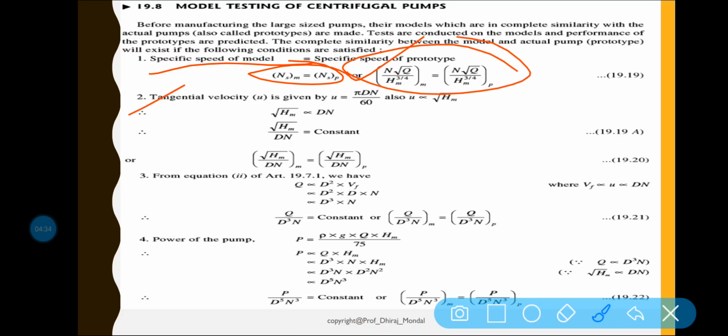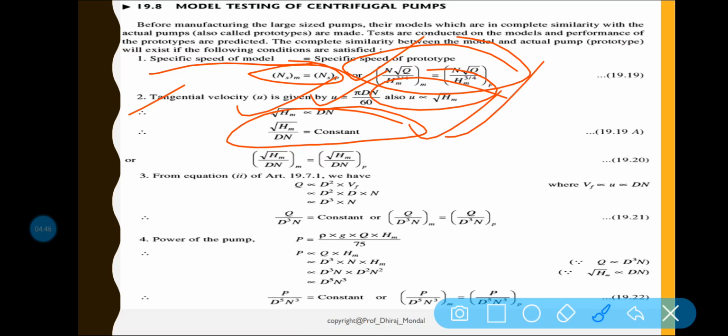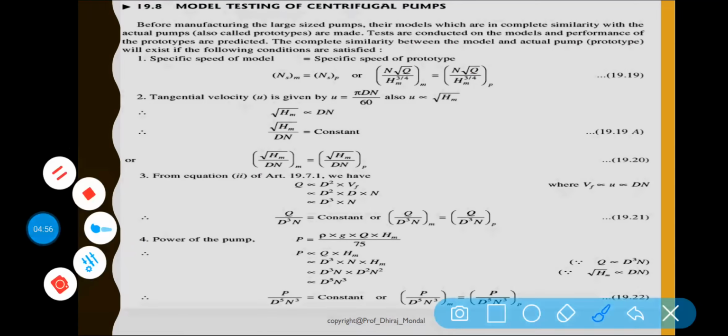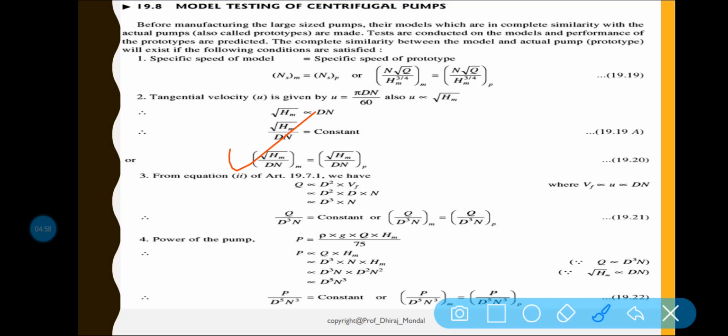Then the tangential velocity: you know that u is equal to pi D N by 60, and u is proportional to root Hm. So root Hm is proportional to D N, and basically root Hm by D N is equal to constant. Clear? So we can write root Hm by D N for model is equal to root Hm by D N for prototype. Basically we are comparing this part.